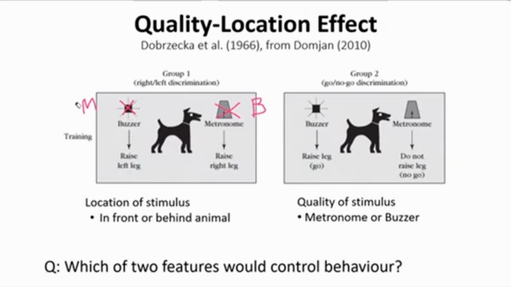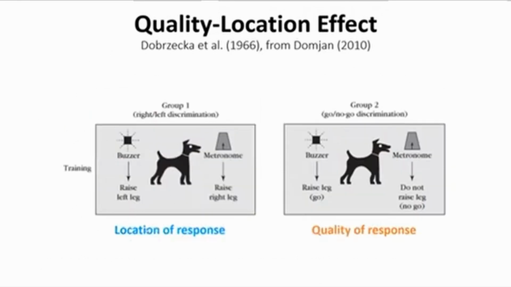So we can see, based on how these two groups respond to those moved stimuli, when we reverse our conditions, what kinds of behaviors do we see? And what we happen to see is that for the left-right discrimination group, they care about the location of the response. So in this left-right discrimination group, if it's behind, then it's a left response, and if it's in front, then it's a right response.